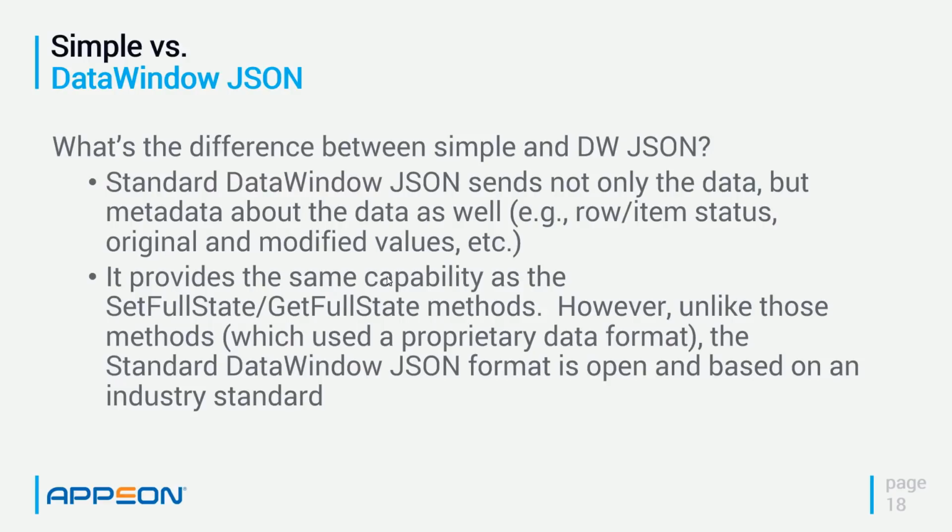The other format is called Standard Data Window JSON. Now, what that is, it's not just the data; it's metadata about the data. It tells you the data window name that the JSON was generated from. It tells you the row status information of each row. It gives you column status information of each column. It gives you the original and modified values if there's been a change to a column value.